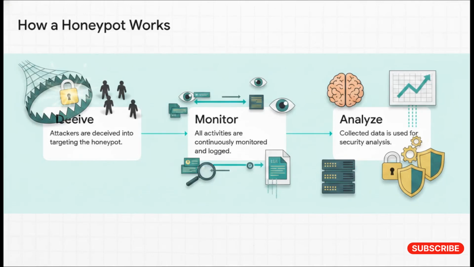And this breaks down how it works perfectly. It's a three-step dance. Step 1, deceive. You trick the attacker into thinking they've hit the jackpot. Step 2, monitor. Once they're in, you watch everything. I mean, every single command they type, every file they upload, it all gets logged. And finally, step 3, analyze. You take all that juicy data and use it to make your real defenses way, way smarter.